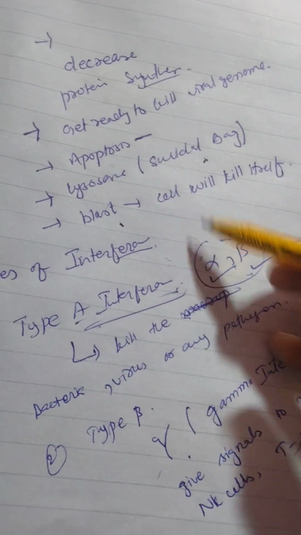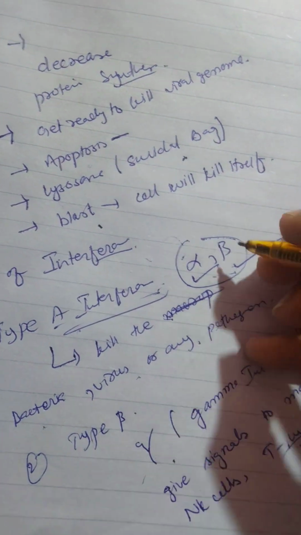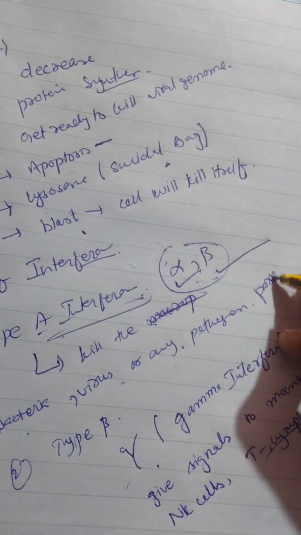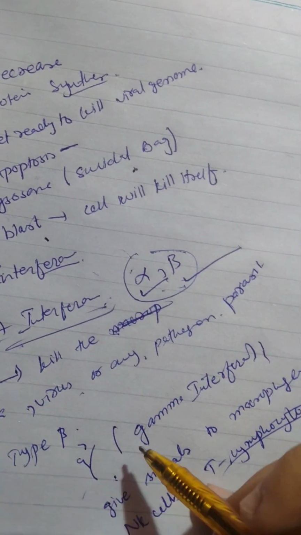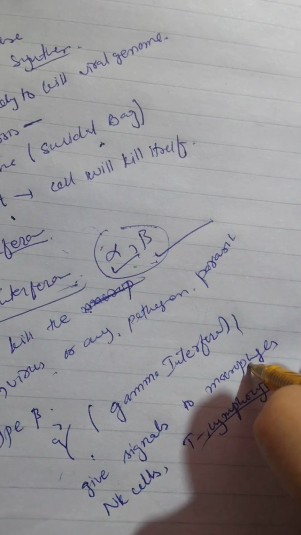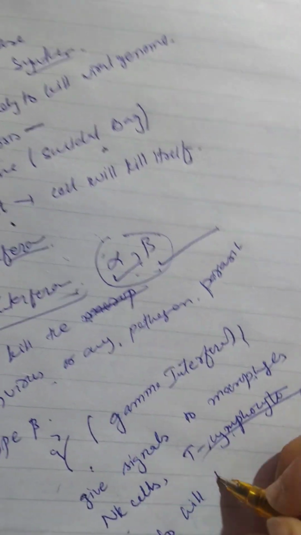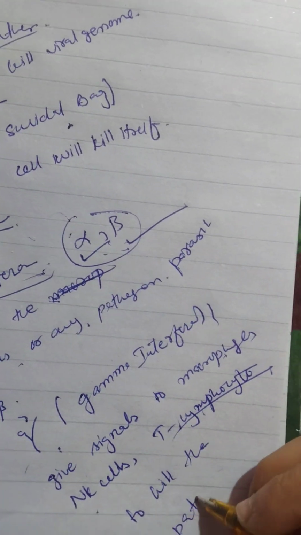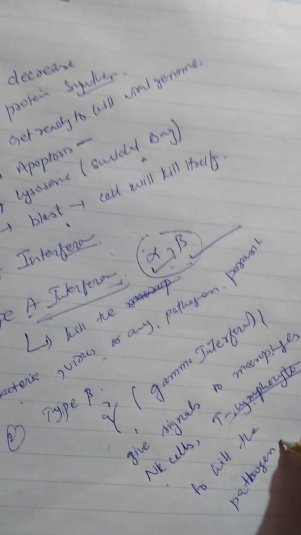Now what are the types of interferon? Type A interferon, in which we have alpha and beta, will basically kill the bacteria, virus or any kind of pathogen or parasite and all that. Now we have type B, which includes the gamma interferon. Basically it gives signals to macrophages and T lymphocytes in order to kill the pathogen.